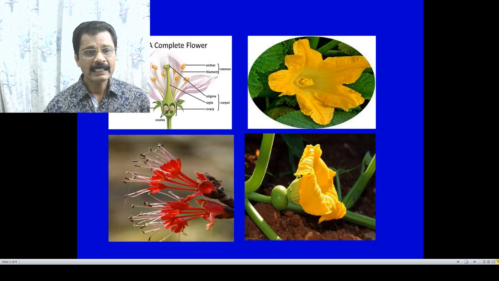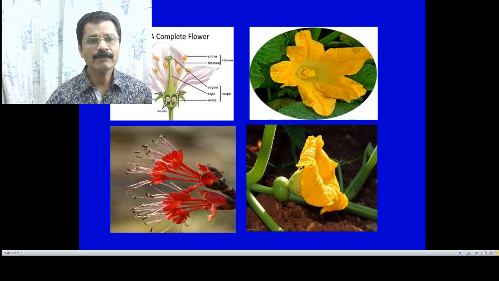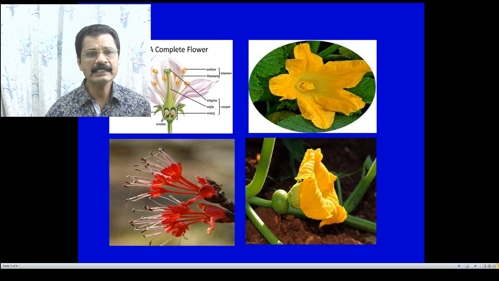See, this is a complete flower. A flower in which four whorls are present: calyx, corolla, androecium and gynoecium. All four whorls are present and such flowers are called complete flowers. Here any one whorl is absent. So calyx, corolla and androecium are here. Gynoecium is absent. Such flowers are called incomplete flowers.